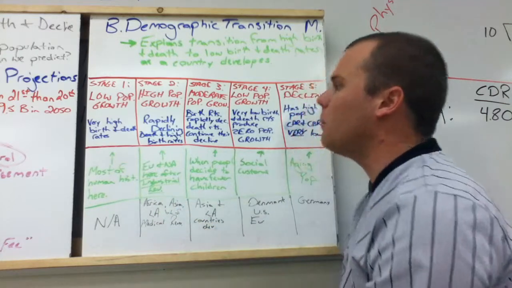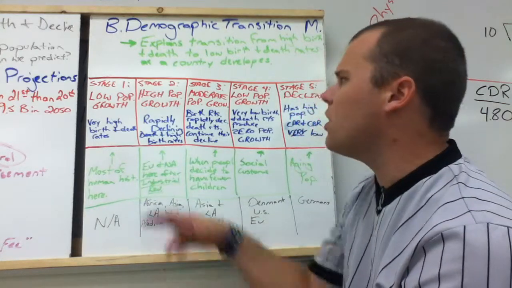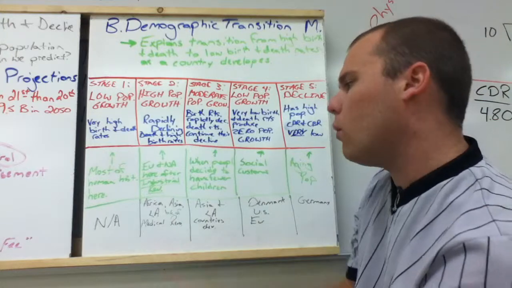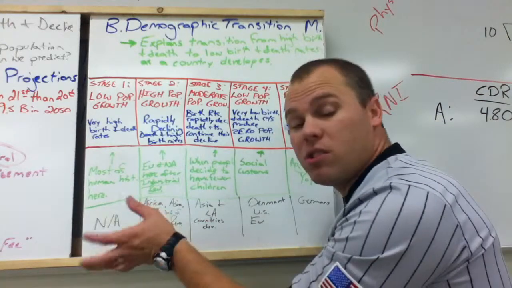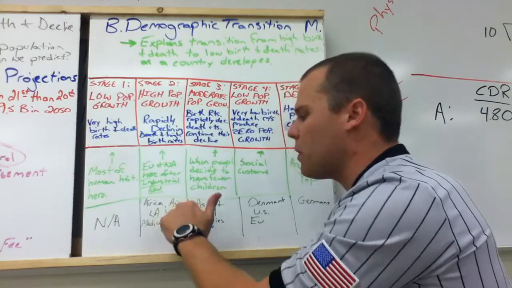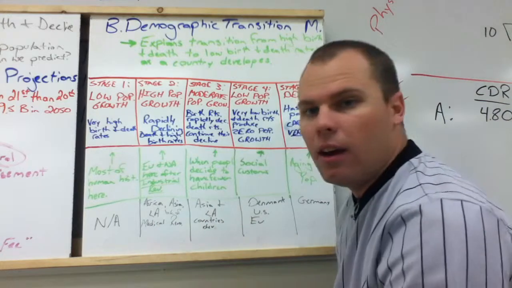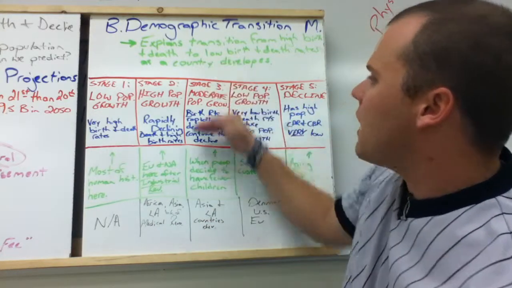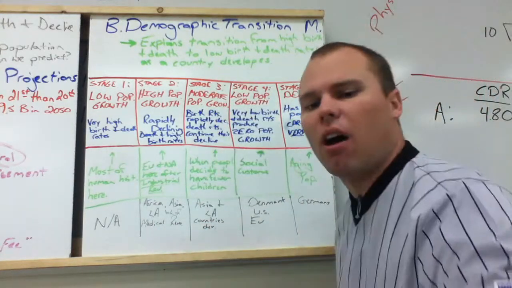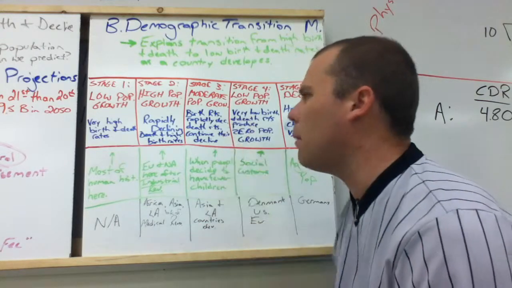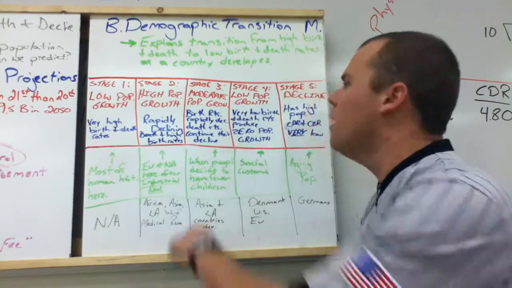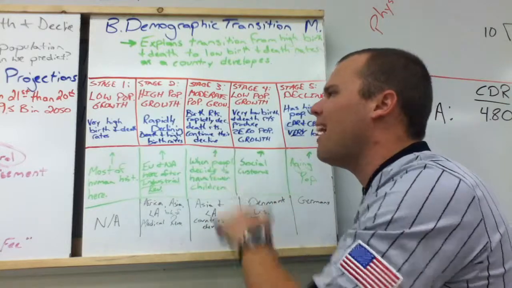Europe and North America are here after the Industrial Revolution. Once we hit that point, we're able to move forward. The lower developed parts of Africa, Asia, and Latin America are here because of the medical revolution. Stage 3 is the moderate population growth. It's not a high population growth, it's not a population decrease, but it's a moderate population growth, kind of in the middle.